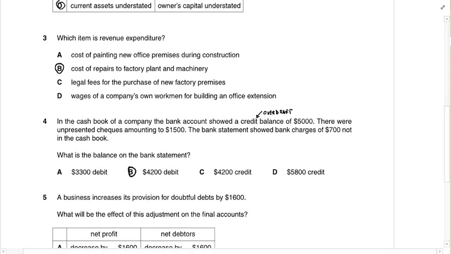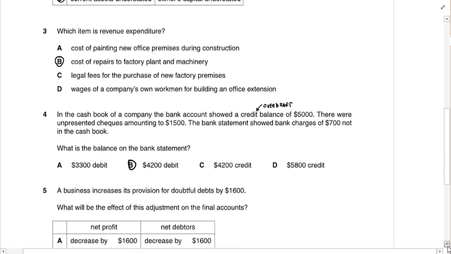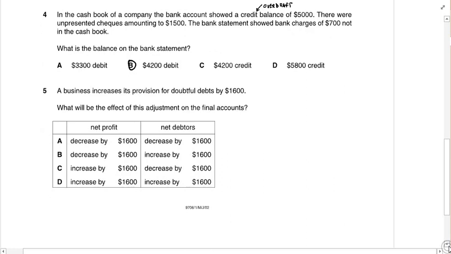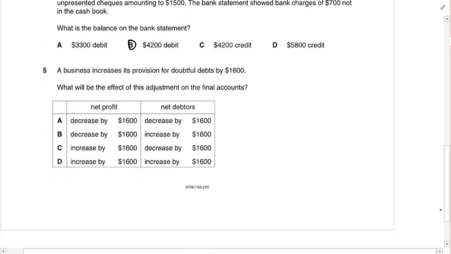Right, so next to that, question number 5. A business increased its provision for doubtful debts by 1,600. What would be the effect of this adjustment on the final accounts? To my mind, you just need to show the double entry. Which account is supposed to be credited? Which one is supposed to be debited?